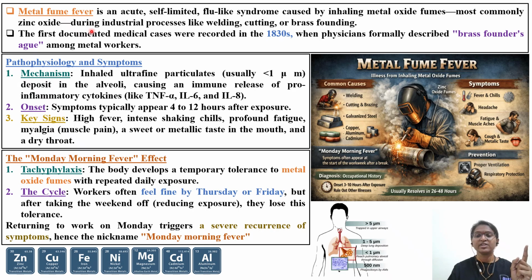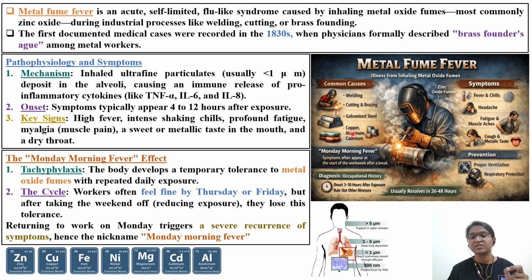In the first slide you saw magnesium oxide; now here they are saying zinc oxide. It occurs during industrial processes like welding, cutting, and brass pounding. That's why another name for this is brass pounder's ague. Ague is something related to pain. The first documented medical cases were recorded in 1830, where physicians formally described brass pounder's ague among metal workers.